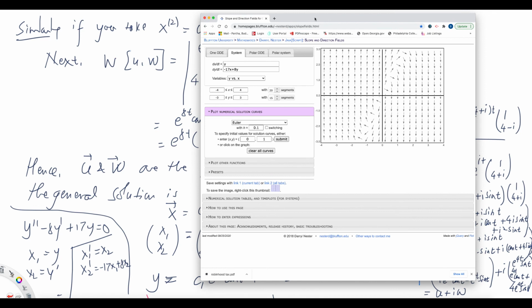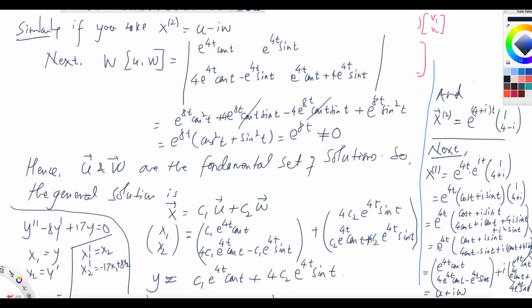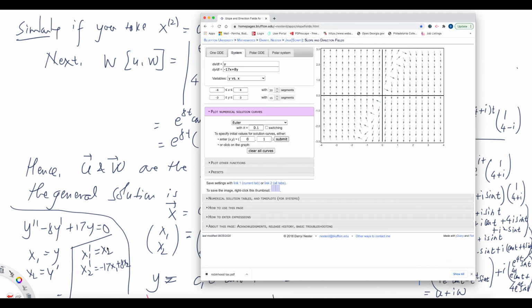All right, here there is no x1, x2, so I am treating x1 like x and x2 like y. So dx over dt equals y, and dy over dt equals negative 17x plus 8y. This is what I did here. You see that? If you do that, then you get this direction field.